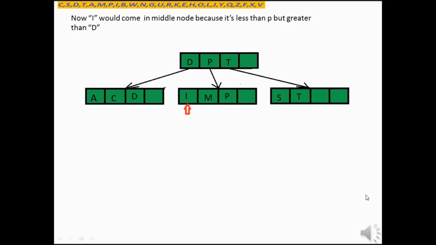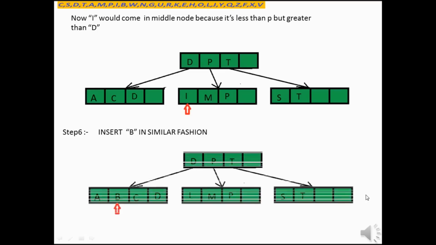Now come to step 6. Insert B. Following the same algorithm, first go to the parent node, compare B. The first element of the parent node is D, and B is less than D, so B will come in the child pointed to by the D. Come to the next level, to the node pointed to by D. It contains A, C and D. Since B is greater than A and less than C and D, the position of the B will be as shown in the slide. See the arrow position.